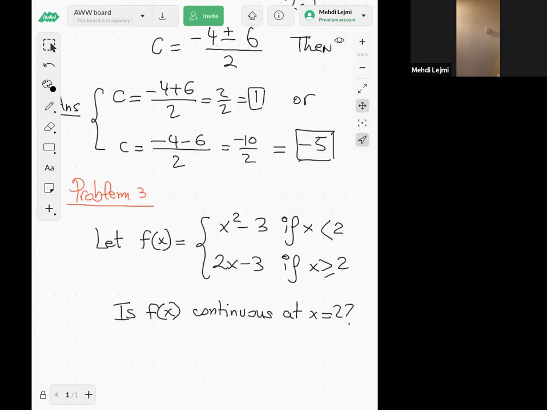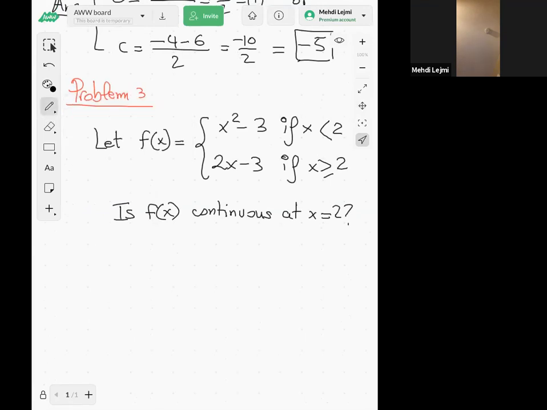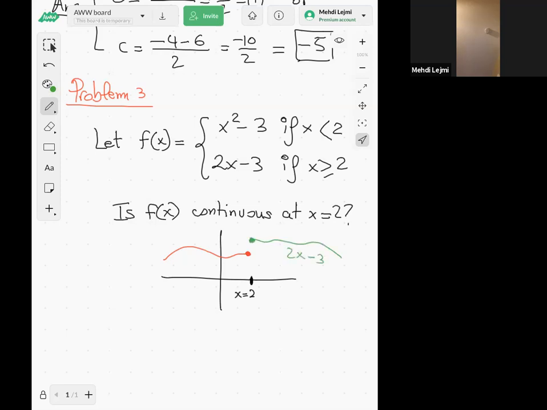So it's the same idea for continuity. You have your graph, here's 2, this is x equal to 2 here. We have the first equation for x less than 2, so this is where x is less than 2. On the right side, you have this 2x minus 3, and on the left one you have x squared minus 3. Again, the same problem here. You want these two points to be equal, to coincide. If they coincide, then your graph is going to be continuous at x equal to 2. There will be no jump at x equal to 2, right?